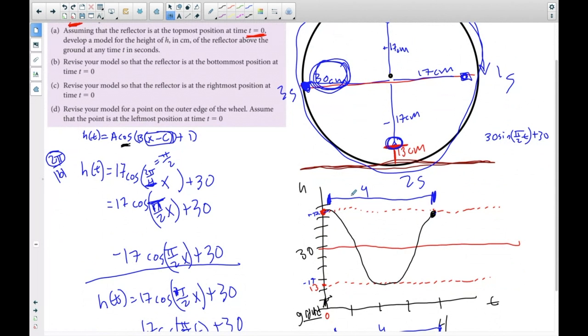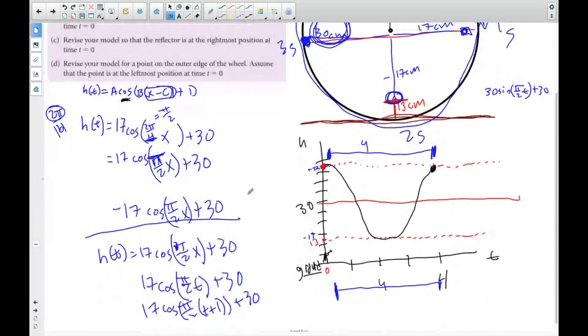Can I ask a question really quickly? Yeah, go ahead, yes. So for part C, how did you get plus 1? Like, why did you do that?